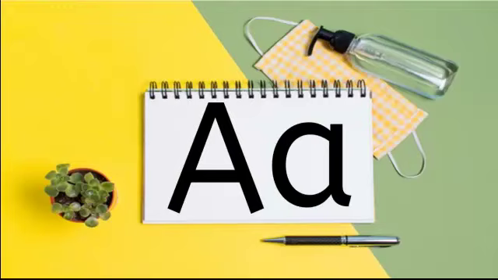You can see capital A and small a, but both A makes a sound, the same sound. Let's start. A, a, A. A makes sound A. Repeat with me, A. First, I will say the sound, then you will repeat after me.